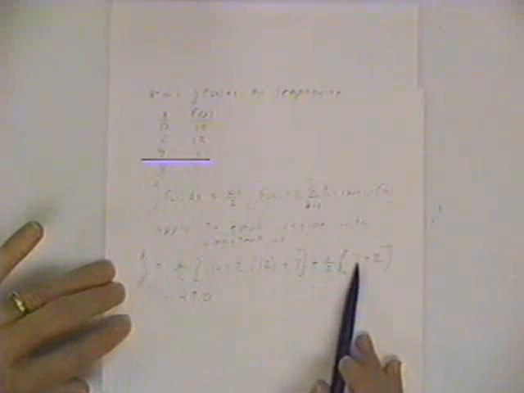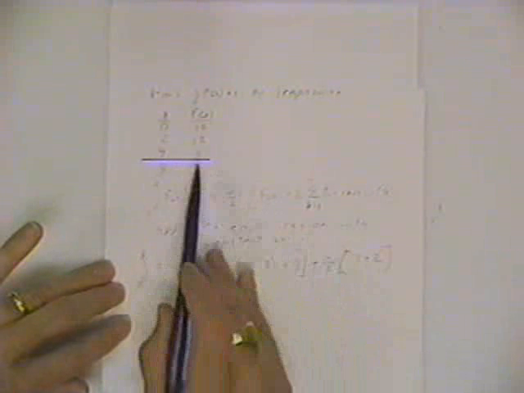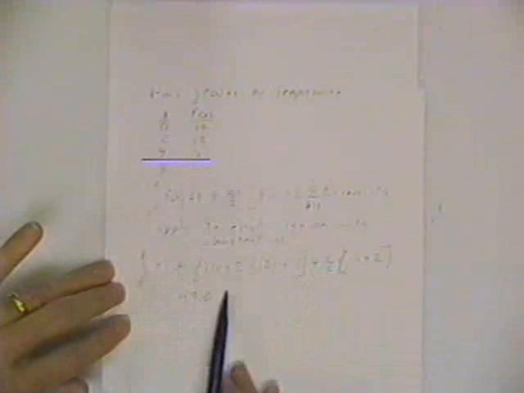delta x over 2 times the sum of the function evaluated at the start of the interval and at the end of the interval. Do those calculations and you end up with 49.0, which indicates that you do get different values using different integration formulas.